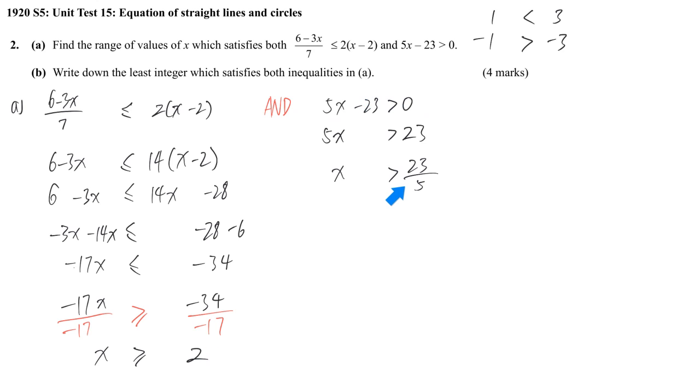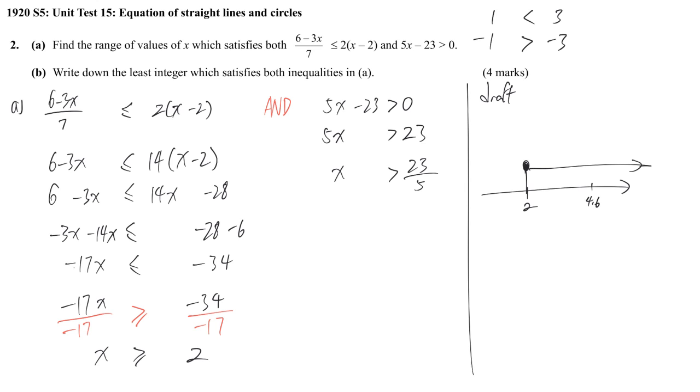Now we are going to consider these two requirements together by using the "and" case and see whether we can simplify the expression. Then in your draft, we are going to draw a number line, and we find that 2 is smaller than 23 over 5, that means 4.6. The first requirement is x larger than or equal to 2. The second requirement is x larger than 4.6. Now the whole number line is separated into 3 different regions. We are going to find which region fulfills both requirements, because we are talking about "and".